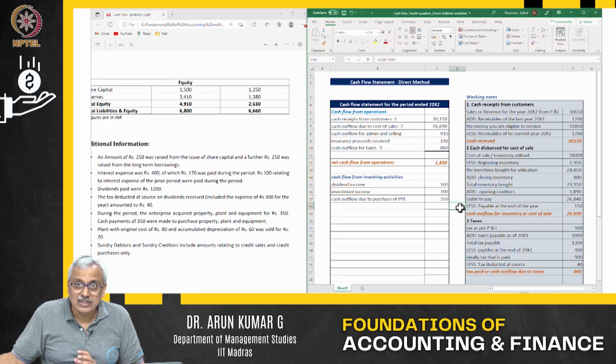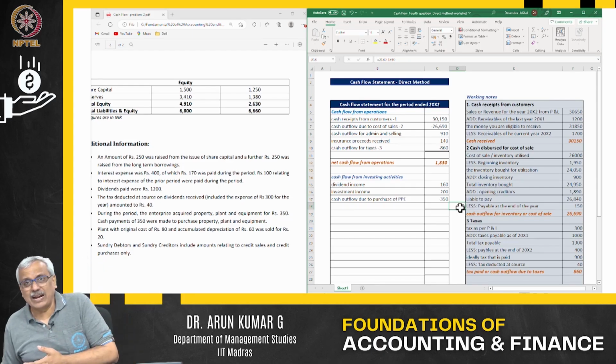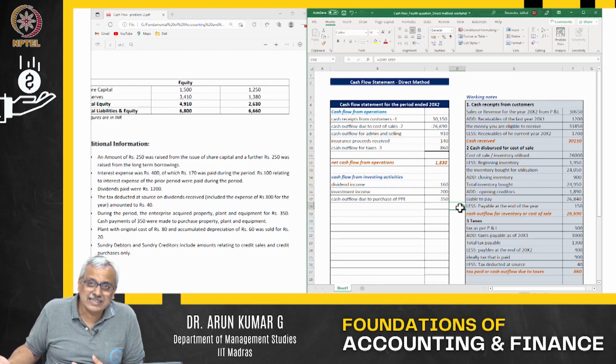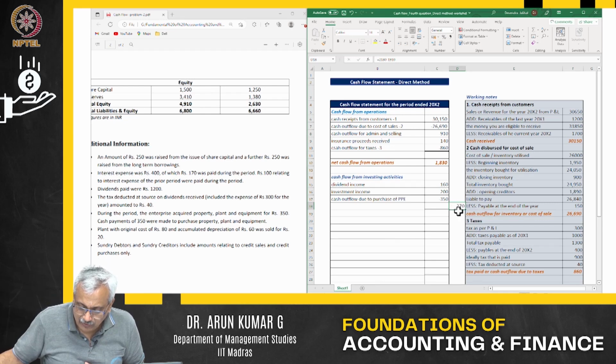$350 worth of purchase you have made, $80 worth of plant you have sold. That means what is the net purchase? Net purchase is 270, and that is what we have got.